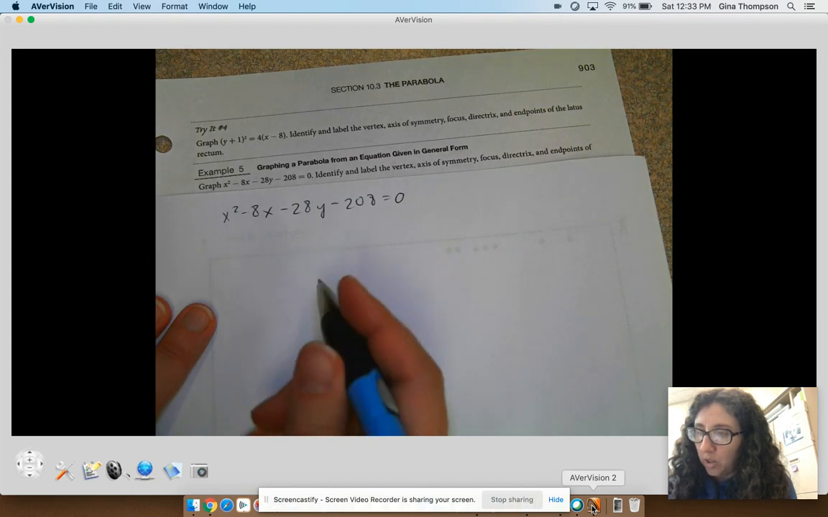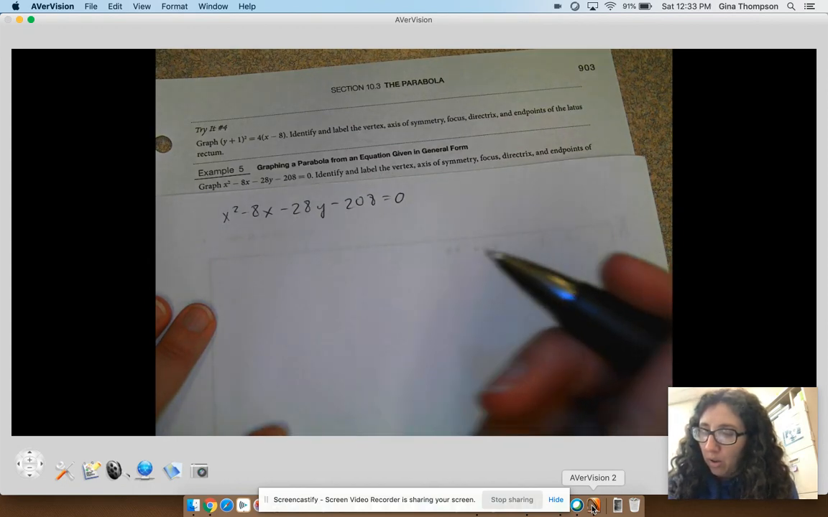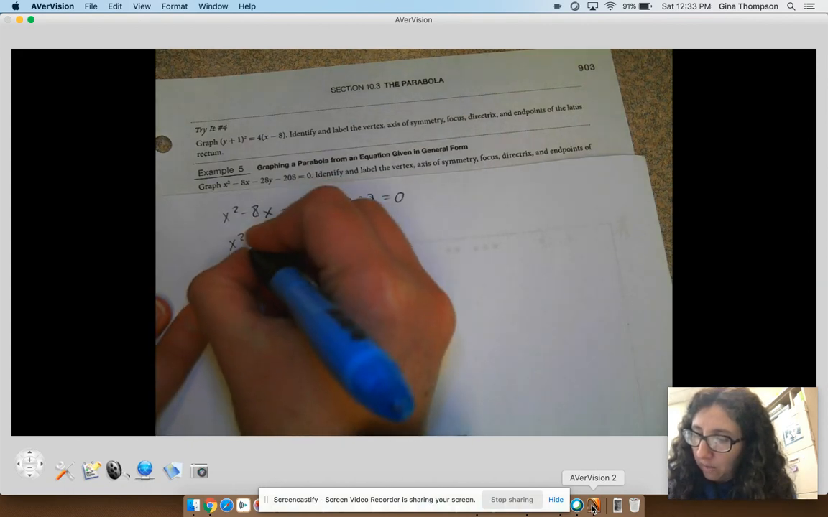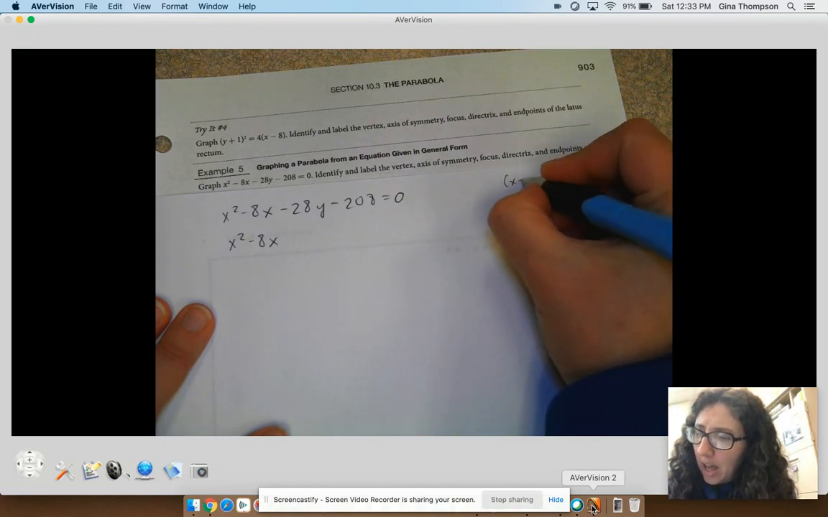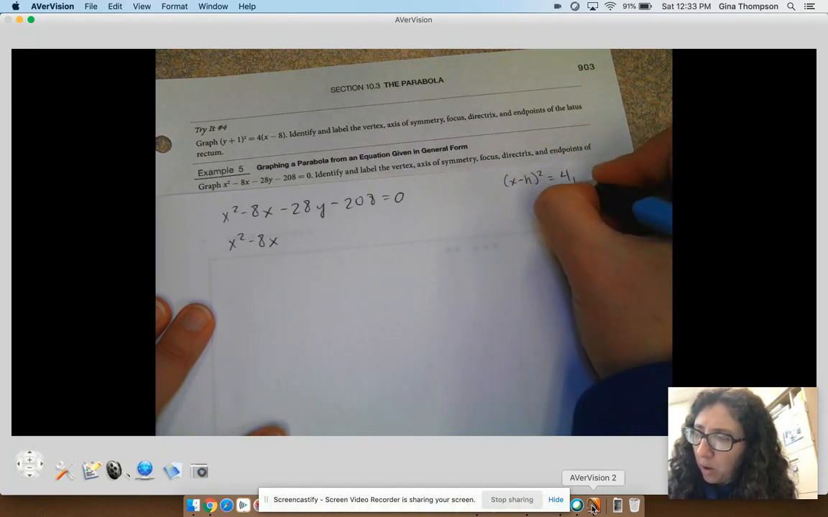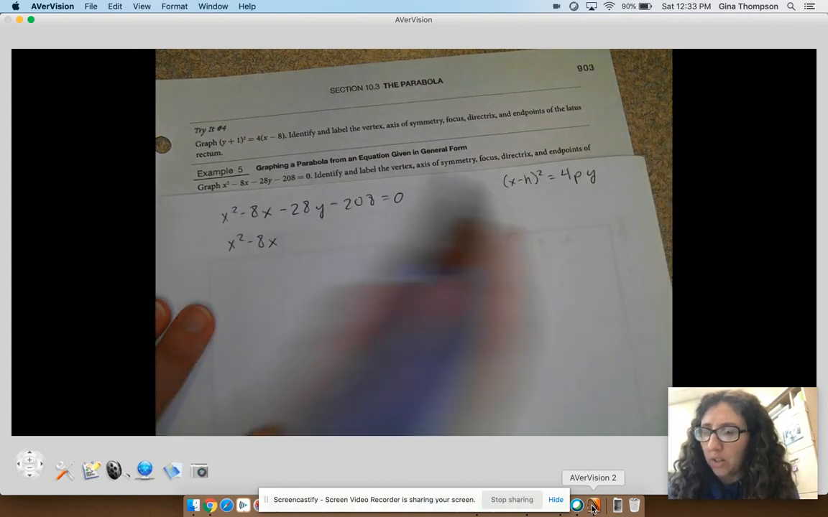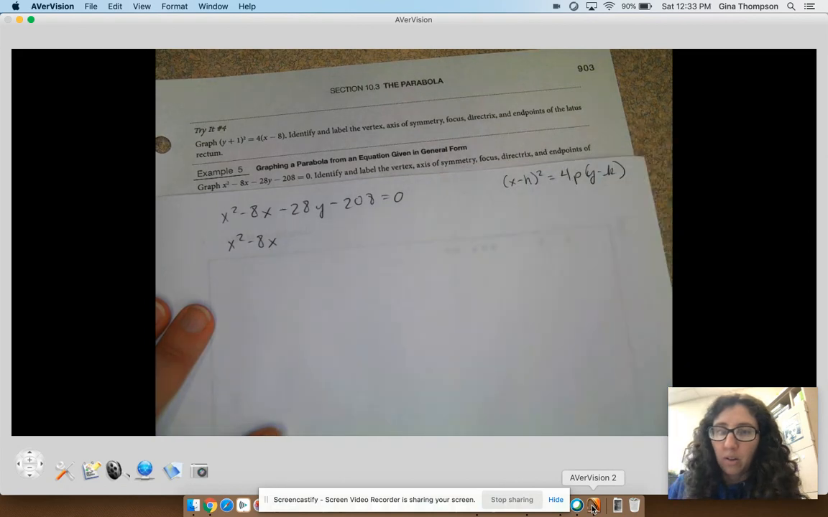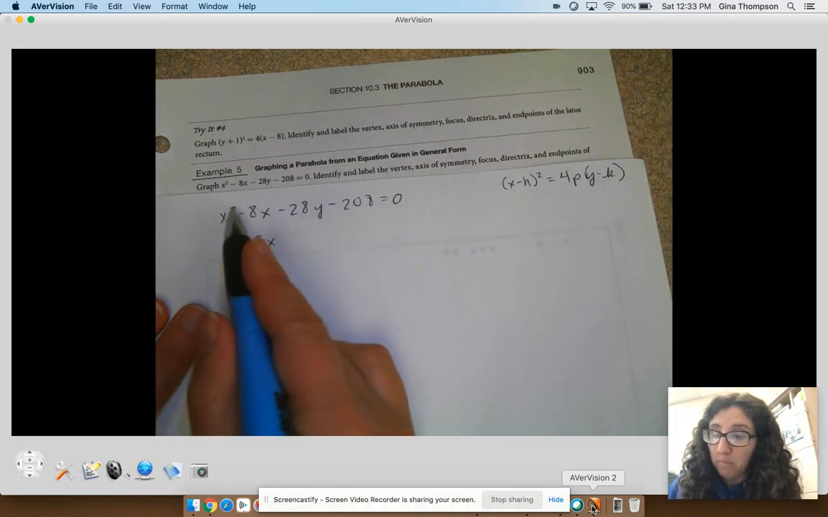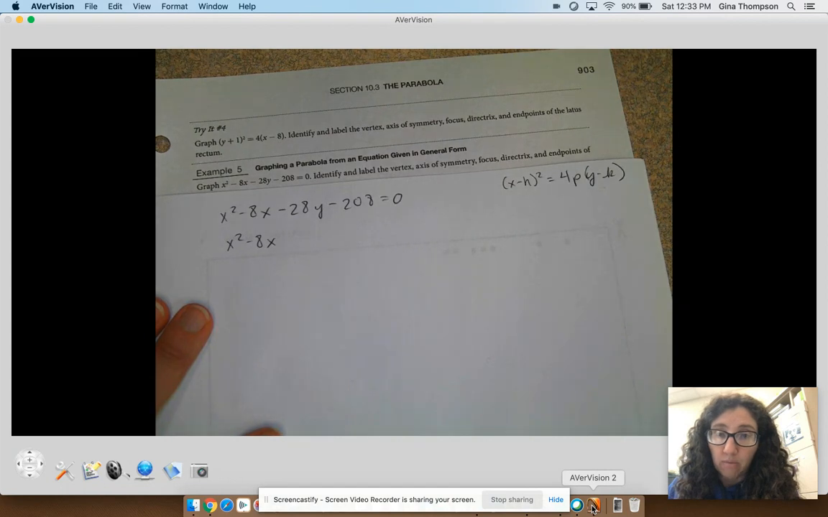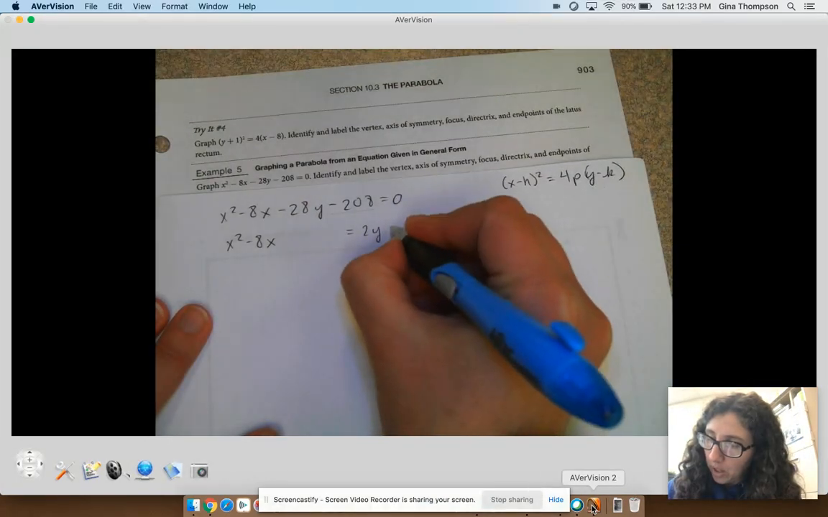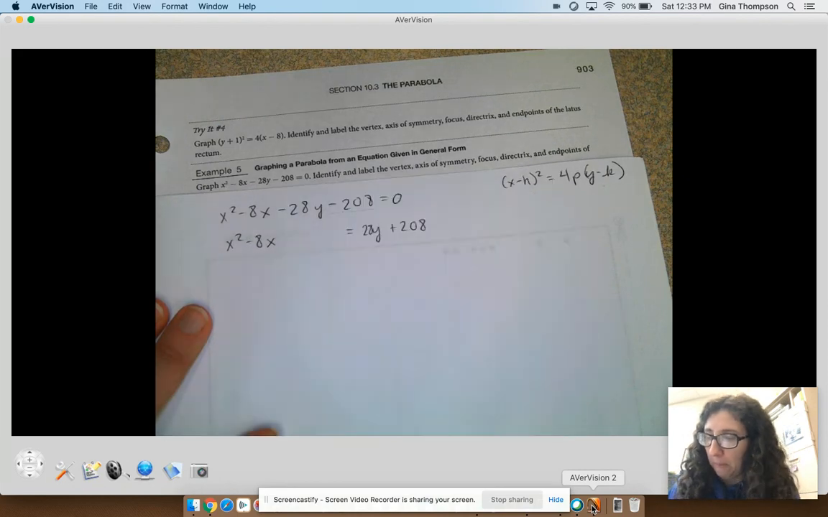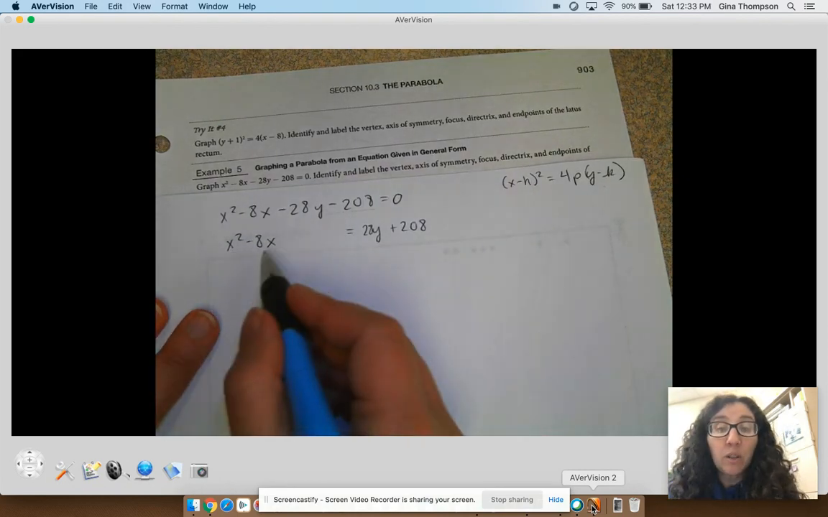All right, we're going to want to move all the x's here and all the y's. Let's just think, what's the general form of our equation going to look like? x minus h squared equals 4p times y minus k, right? Since x squared is our squared term. So this is going to be the general form of our equation. Okay. So let's move these terms over to the other side. 28y plus 208.